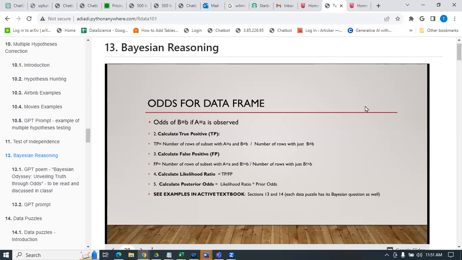And then after these simple calculations, we divide the true positive rate by the false positive rate. Finally, we multiply, and we get what we wanted: the posterior odds. So this is how we calculate. We use the odds version of the Bayesian theorem on a data frame, on the raw data.